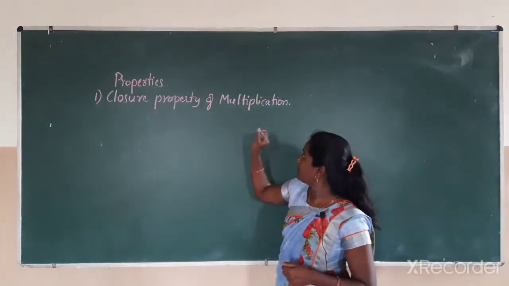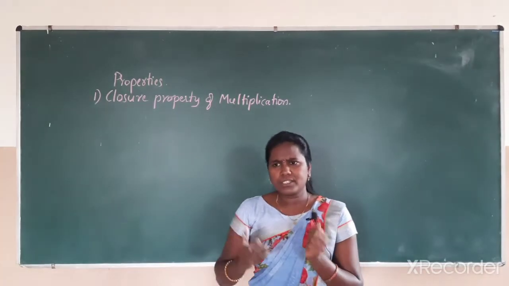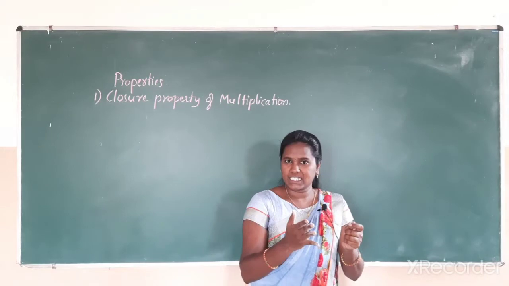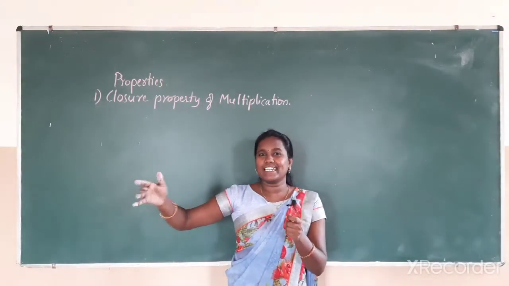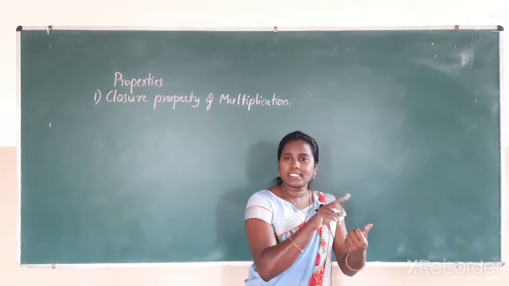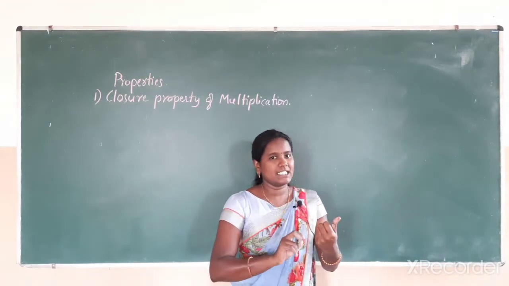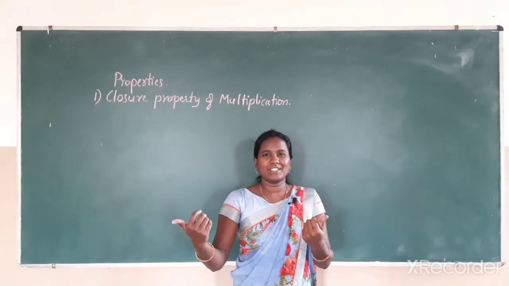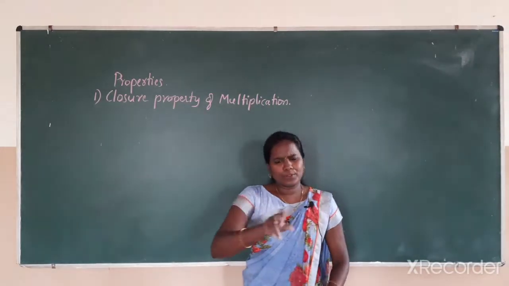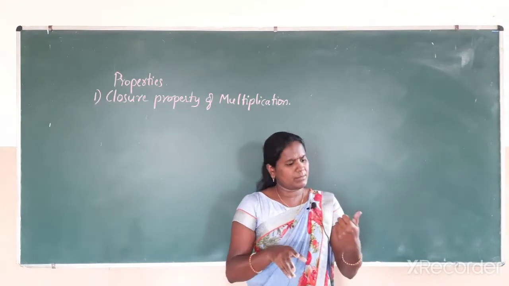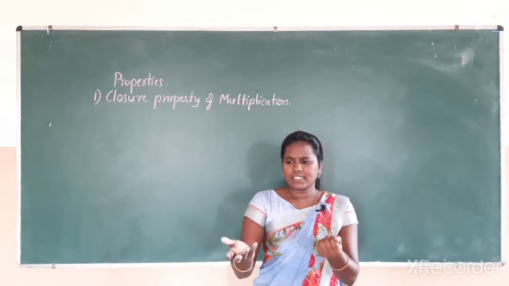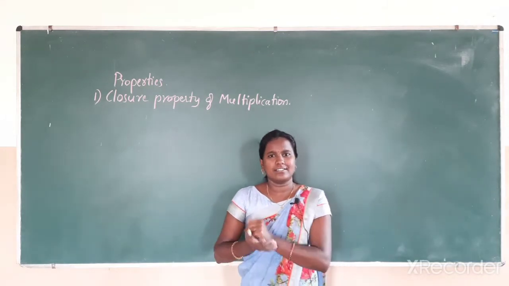C-L-O-S-U-R-E. Closure property of multiplication. We have seen that when we add two integers, the sum we get is again an integer. When we subtract two integers, the difference we get is again an integer, isn't it? So if we multiply two integers, whether positive or negative, what product are we going to get? Is it an integer? Let us see.